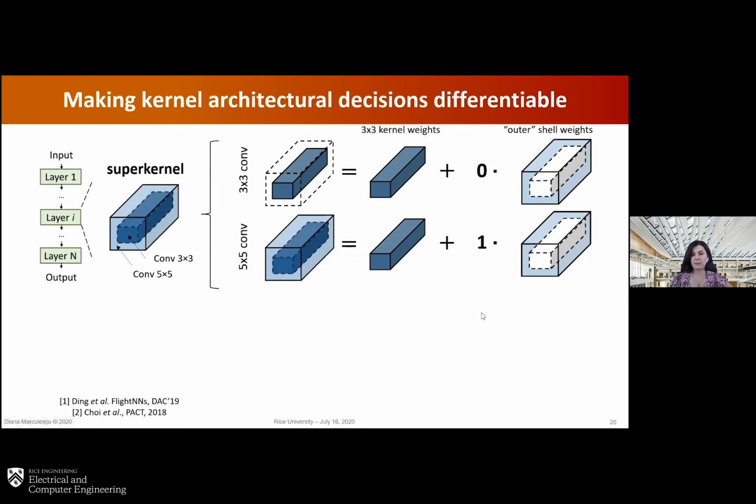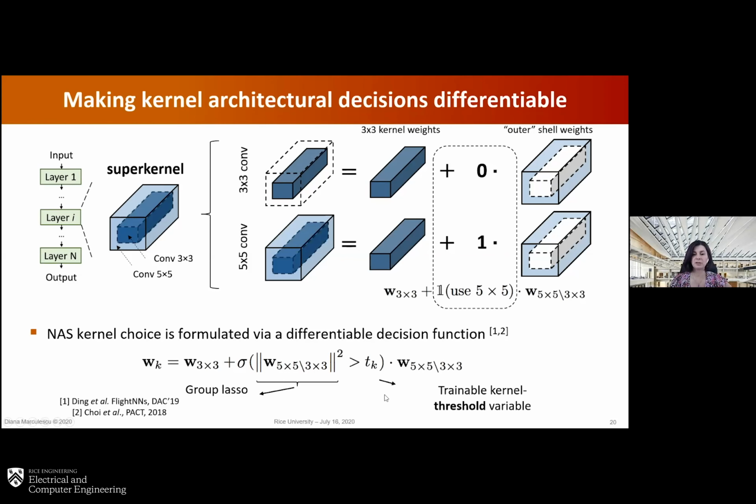The way we get around that problem is we make the 0-1 selection differentiable by using group lasso and a trainable kernel threshold variable. So basically this is identified during training, and then we use this group lasso approach to turn the 0-1 non-differentiable selection into a differentiable selection, and then we can put it in the cost function for SGD, for example.